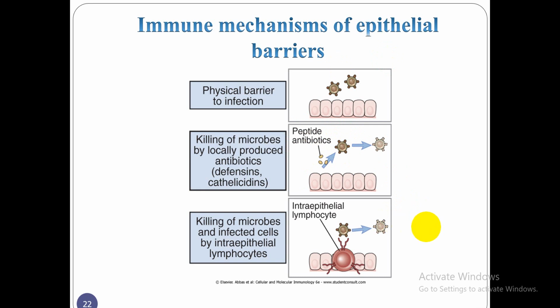And also we have some kinds of cells that are present intraepithelial, and they are intraepithelial lymphocytes. These lymphocytes, contrary to the lymphocytes of adaptive immunity, show limited diversity and have the ability of killing the microbes or infected cells.